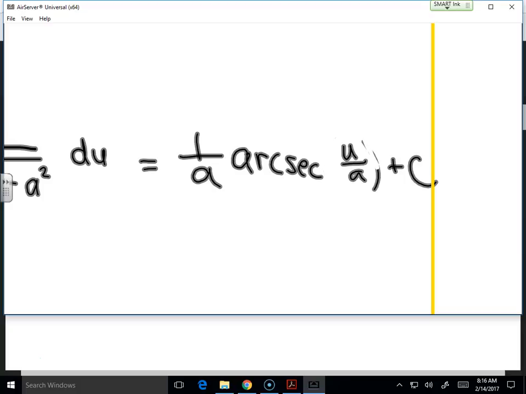So I will try to change it online, but make sure to change it now in your Forevers and or in your notes. Arcsecant should have an absolute value. I apologize. There we go.